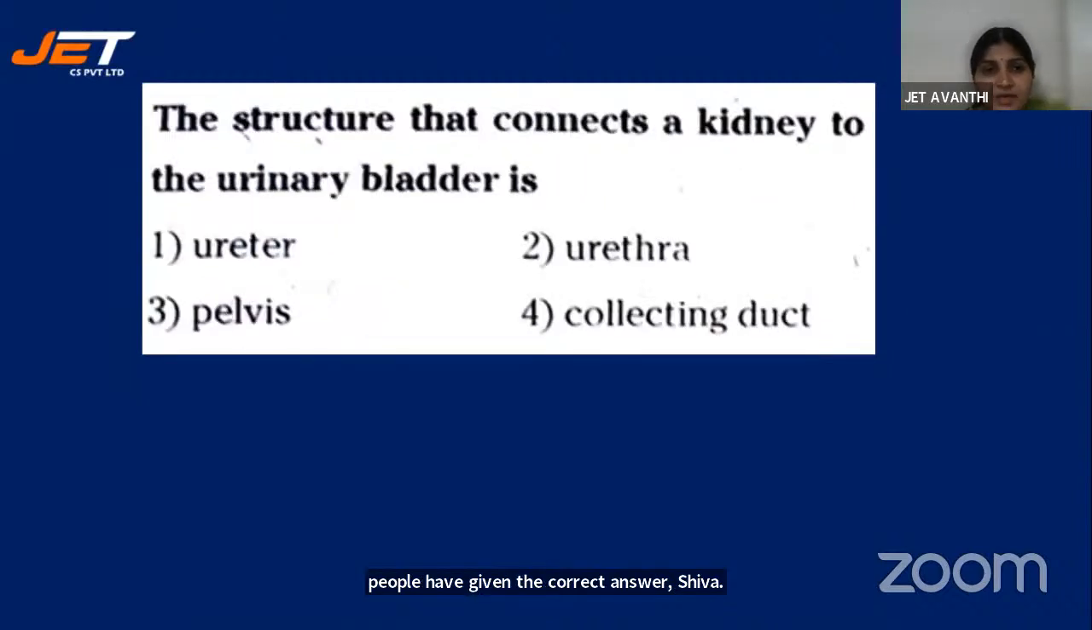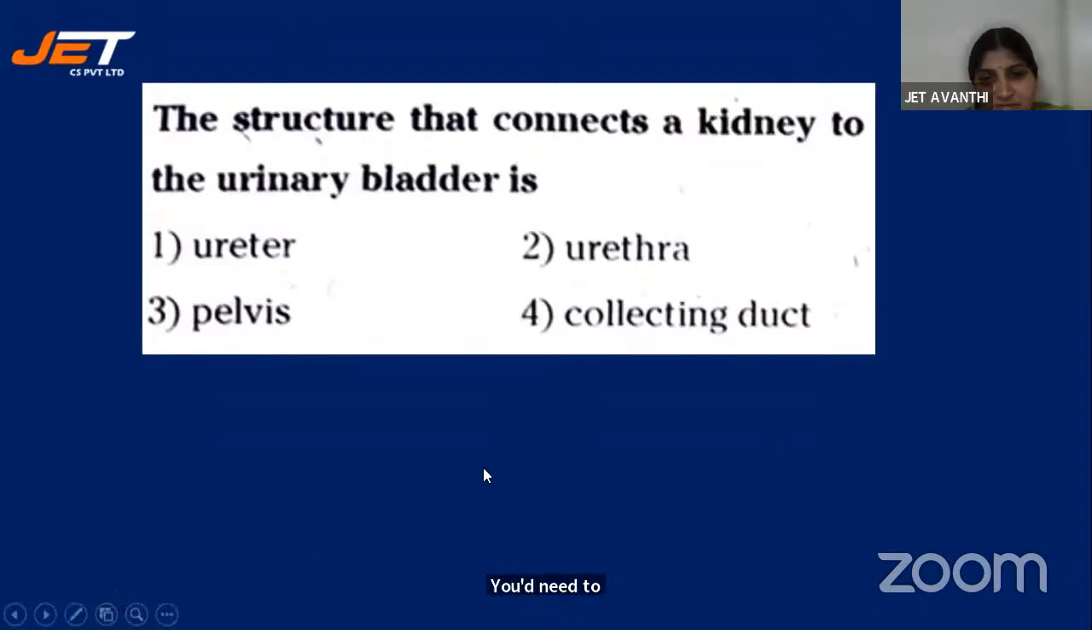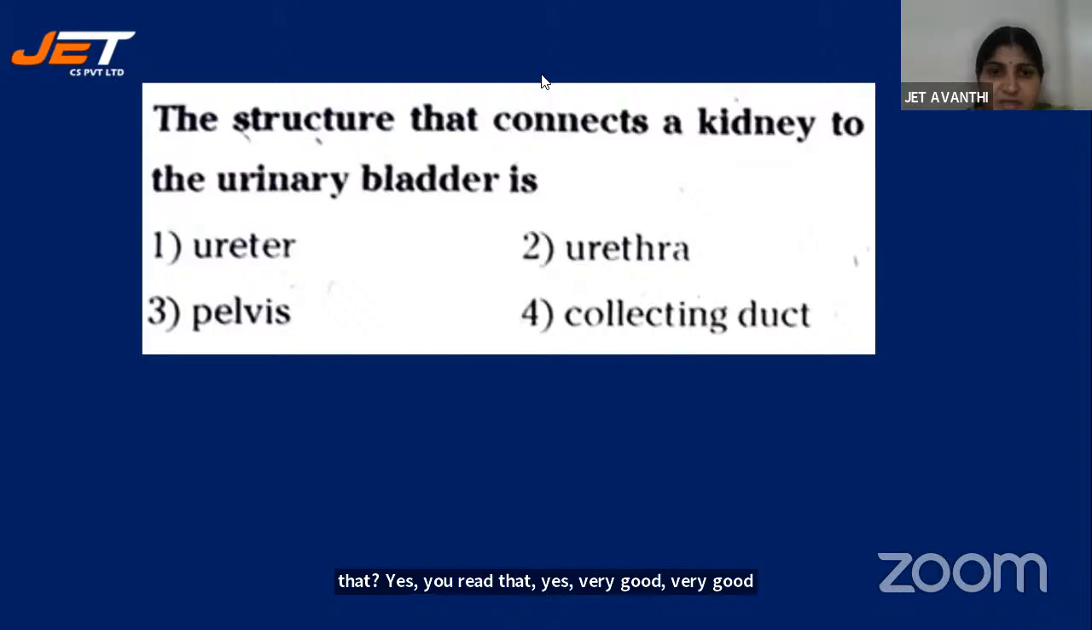Okay, all the above. Next, the structure that connects the kidney to the bladder is what? You should know the structure of the excretory system for this. Ureter, urethra, pelvis, collecting duct. What's the answer? Yes, ureter. Very good, Avinash, Anthony, Amulya, Siddha, Sai Teja, Shruti. Ureters are the tube-like structures present on both kidneys, which pour urine into the bladder. Ureter is the correct answer.